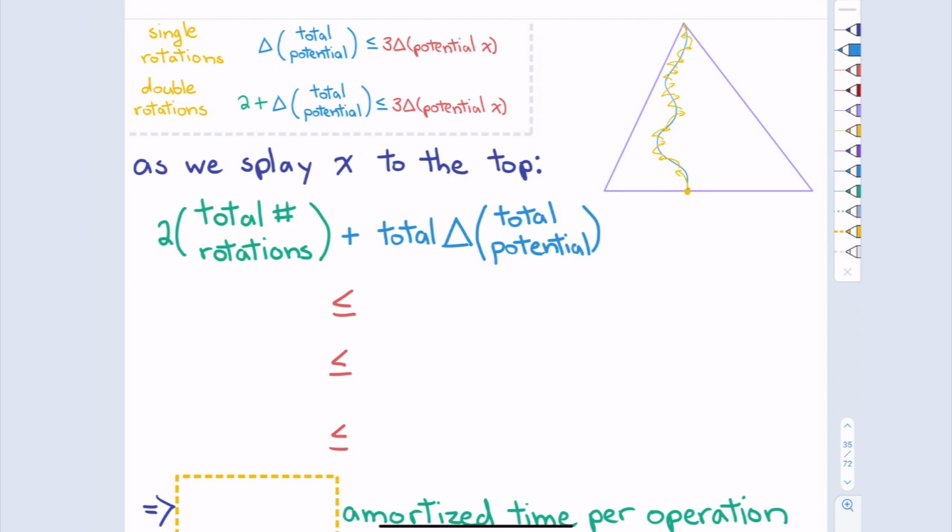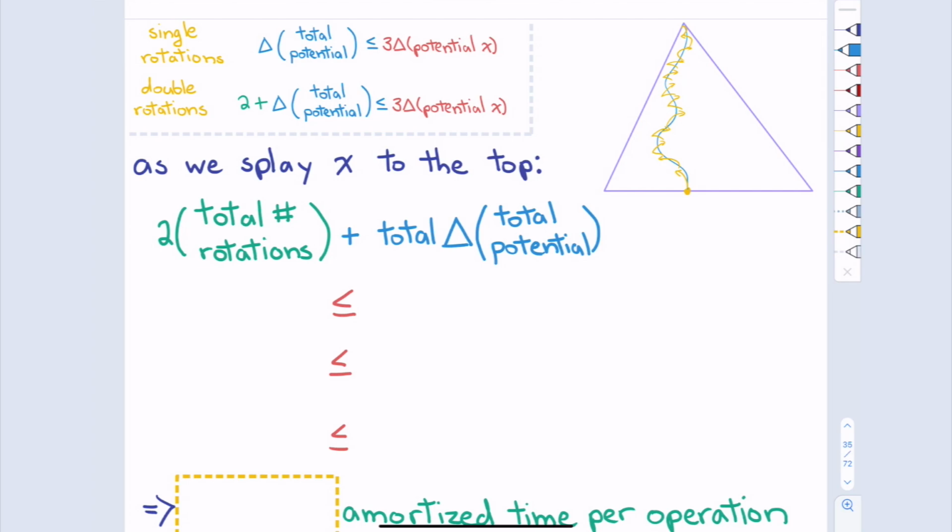All right, now let's bring it all together. This part will at least be a little bit quicker. The running time is basically proportional to the number of rotations. So if I can upper bound 2 times the total number of rotations plus the total change in potential, that would give me an amortized running time.